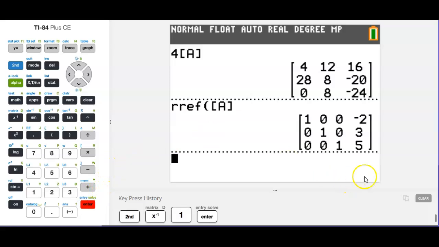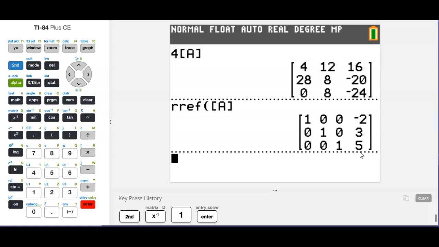So the way this works is the first row is the X row, the second row is the Y row, and the third row is the Z row. So my 3 answers that I got algebraically were -2, 3, and 5, and the calculator tells me the same thing. So just to recap, you enter the coefficient matrix with the constants underneath the edit menu.